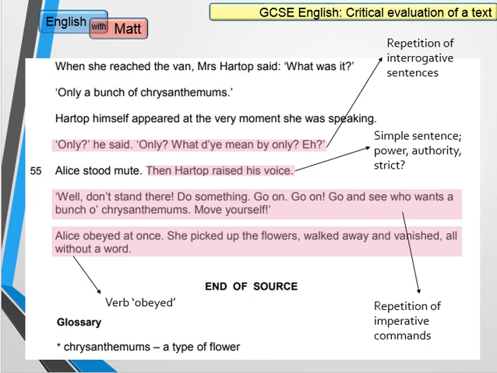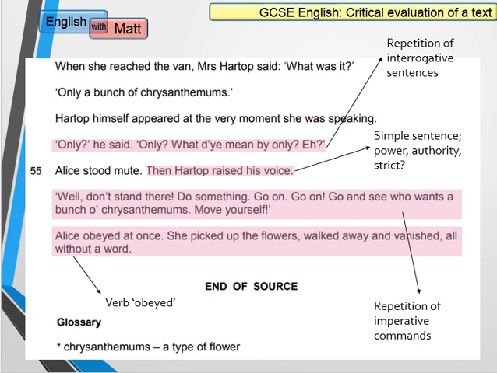An interrogative sentence is a sentence designed to interrogate somebody, usually a question, designed to create a response. So the repetition of interrogative sentences there shows that he's maybe quite an in-your-face character. He's really wanting some answers from her, but he's doing it in a very threatening or demanding way. We're then told in a declarative or simple sentence, "Then Hartop raised his voice." So his tone of voice is also conveying his superiority in this van as they have this conversation.